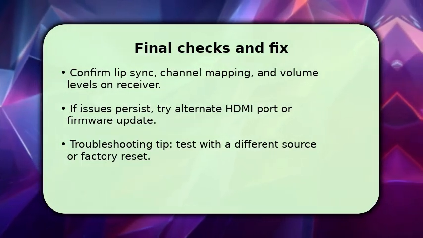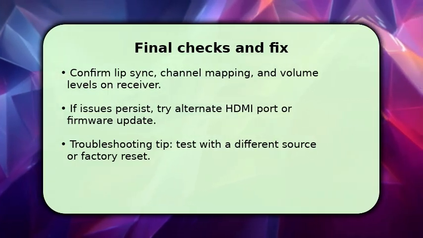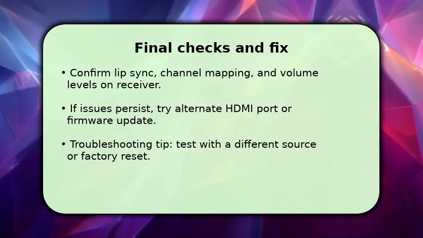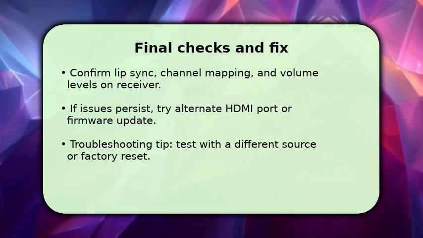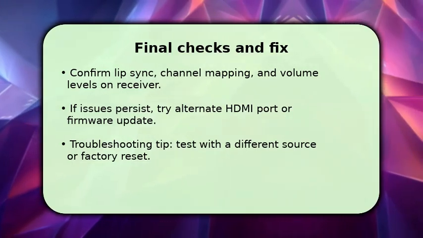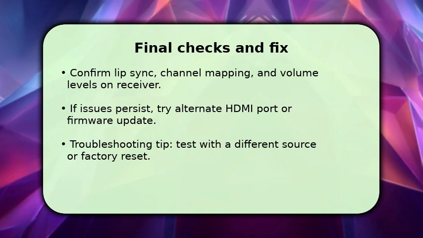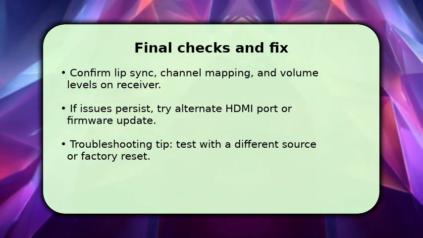If audio still shows unsupported, swap HDMI ports, replace the HDMI cable, and check for firmware updates on TV, source, and receiver. If nothing changes, test with another source device to isolate the component. As a last resort, factory reset the TV after backing up settings. This often clears corrupted audio profiles.